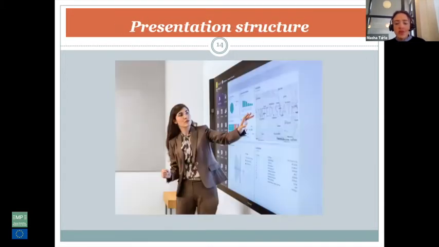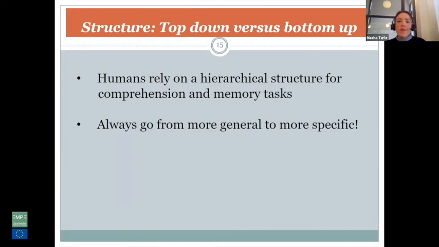So the assumptions I'm not going to go into, but I would like to talk about presentation structure a little bit. Just what I already said at the beginning: we humans always rely on a kind of hierarchy of structure in order to comprehend things and in order to memorize them.